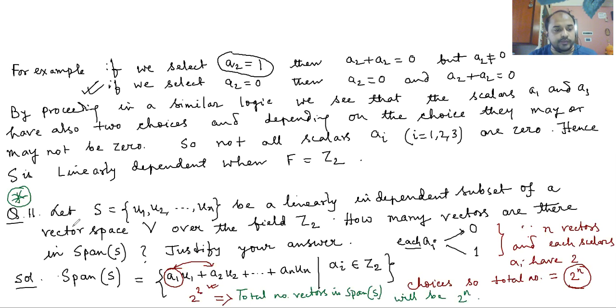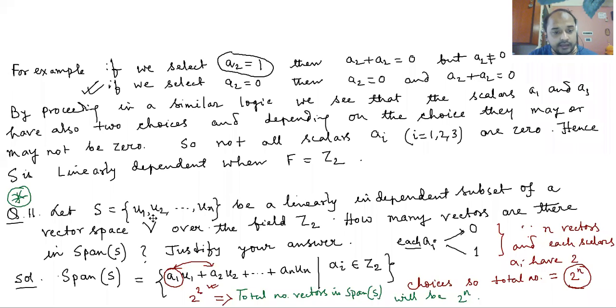Have you understood this problem? How has this particular result become 2 to the power n? It's because in the set capital S, we have n vectors u1, u2, un, and span of S by definition is all possible linear combinations of the vectors present in capital S.